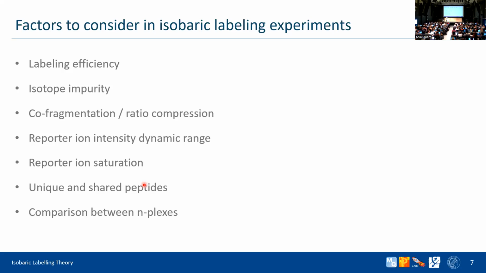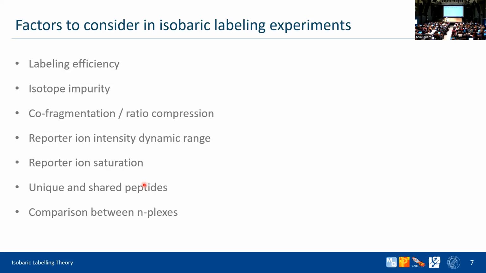So labeling efficiency is very important, and there isn't much we can do on the computational side. If the labels are not there and the signal is not there, we can't do much. So I won't be talking much about that. That's really what you guys do in the lab, and you follow your protocols and get good labeling efficiency. Then there's the isotope impurity, which I will talk about, how we deal with that. There is the co-fragmentation ratio comparison problem. Then we have dynamic range, ion saturation, and the unique and shared peptides.